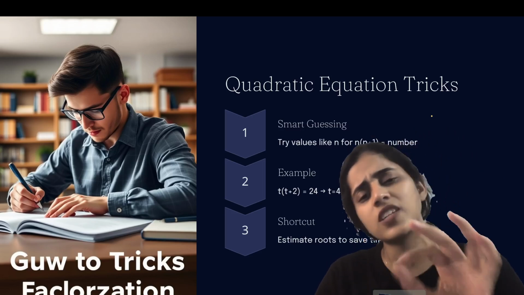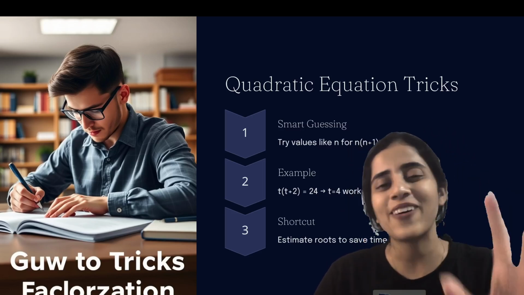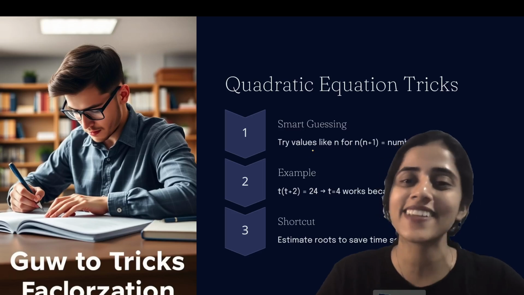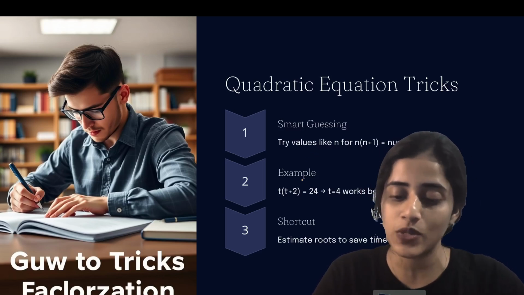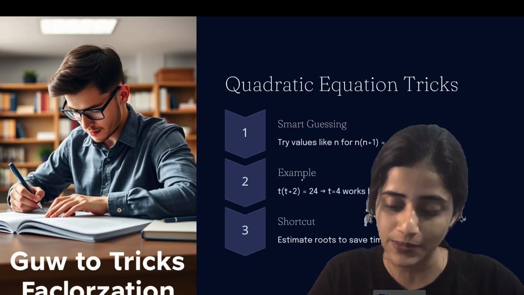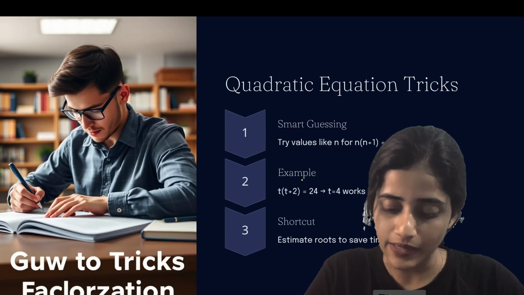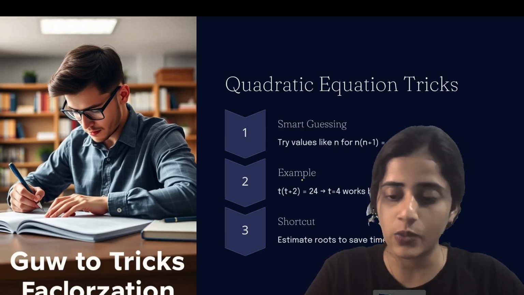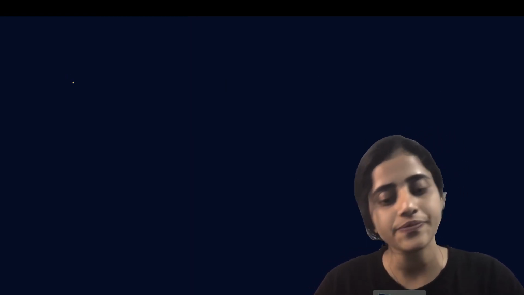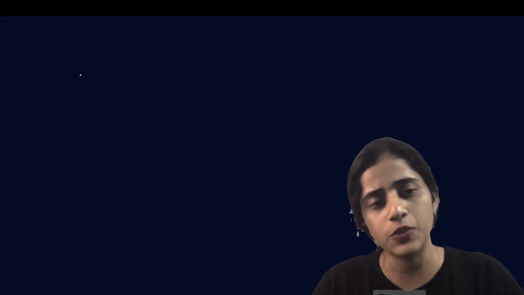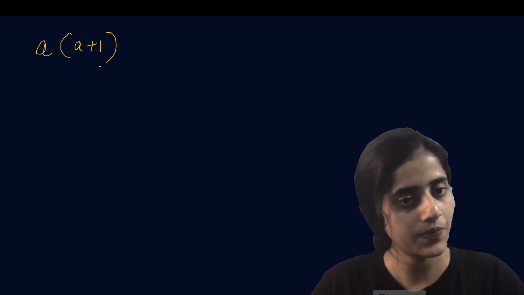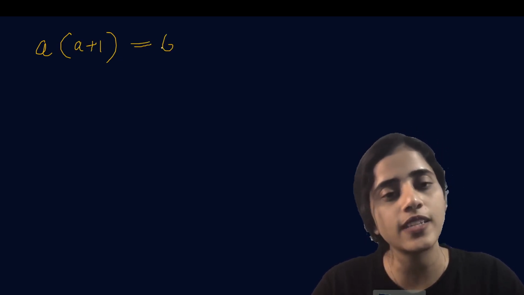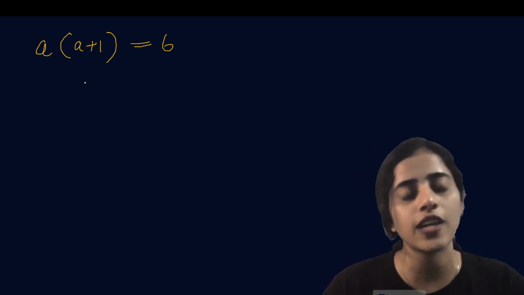Now I'll show you some tricks to solve some quadratic equations. So you can actually guess some quadratic equations. How will you do that? So let's say you have some quadratic equation of the form A times A plus 1. Okay? And I tell you it's equal to 6. How will you find out A?